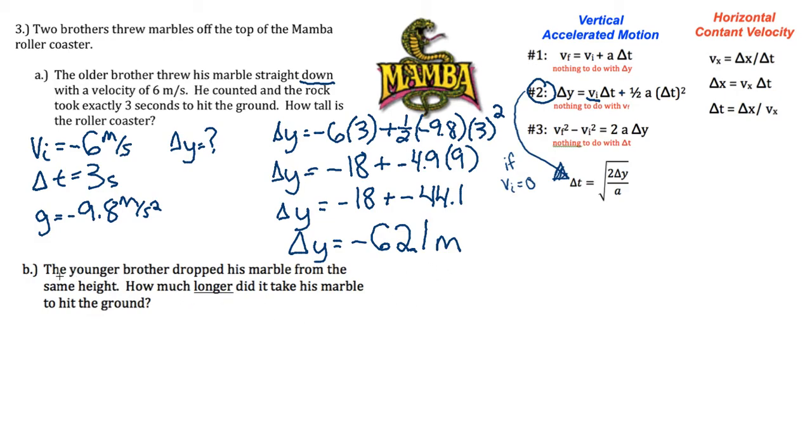Okay, part B, the younger brother dropped his marble from that exact same height. How much longer did it take this marble to hit the ground? So remember back to the first problem, this guy threw his marble down at 6 meters per second. The other brother, he did not throw his at all, he just dropped it. So in this problem, your velocity initial is not that negative 6. Your velocity initial is 0. Your height is what we just found it to be. It's that 62.1. And once again, your acceleration is due to gravity, so it's going to be that negative 9.8 meters per second squared.